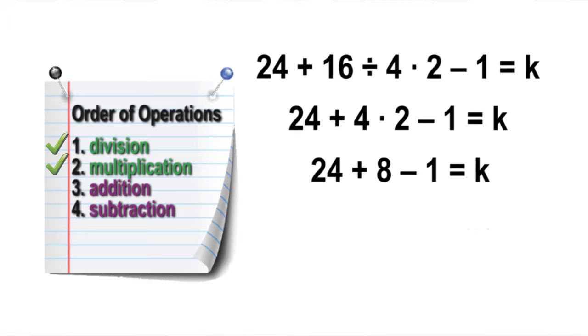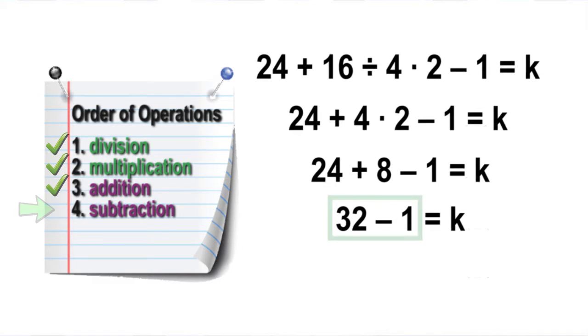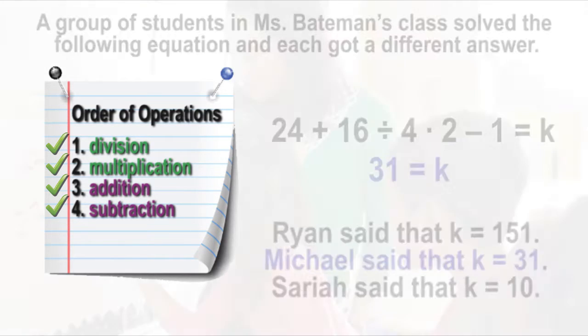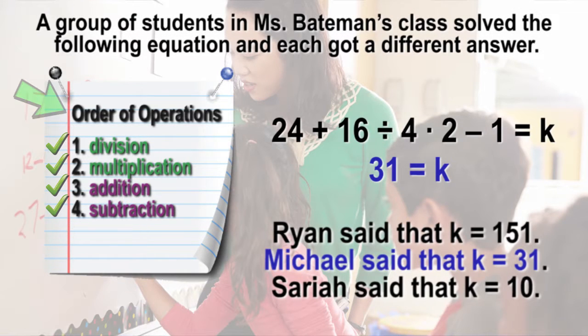The next operation to be done are addition and subtraction from left to right. 24 plus 8 equals 32. Our equation now reads 32 minus 1 equals k. Subtract the 1 from 32. 31 equals k. Michael was correct because he followed the order of operations.